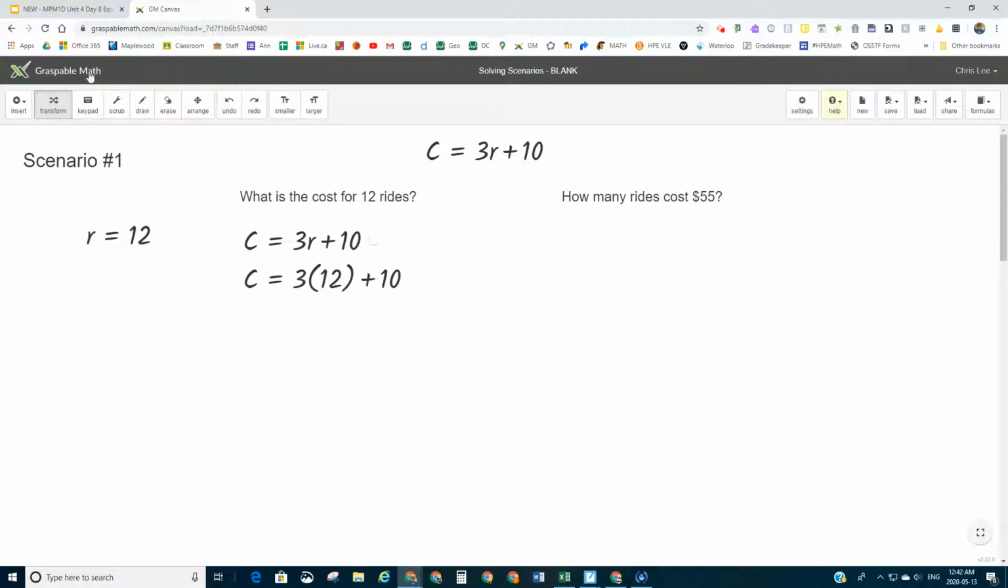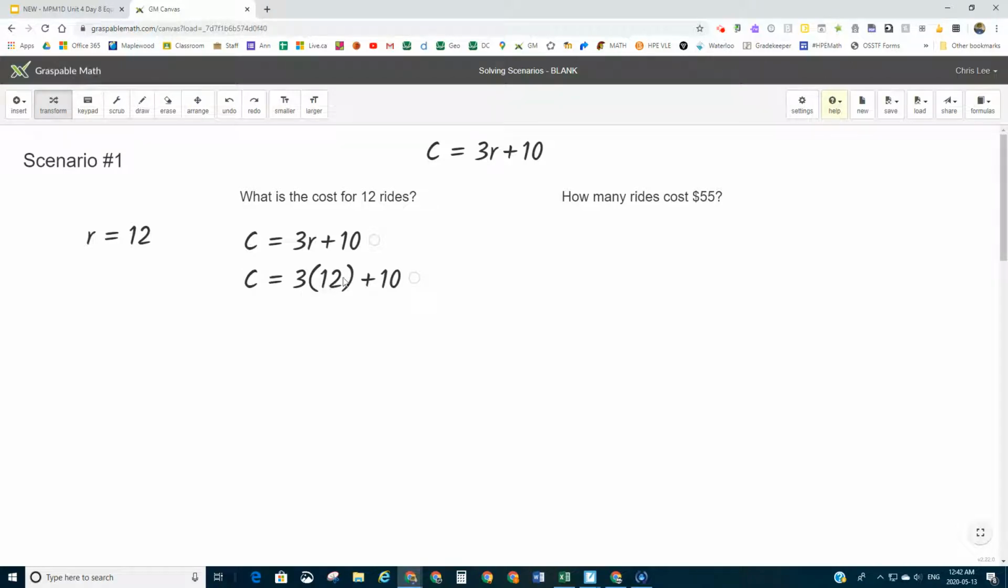That's because Graspable Math understands order of operations. Am I allowed to add 12 plus 10? No, I have to multiply first. So that's great that Graspable Math doesn't allow us to do incorrect operations. I actually have to multiply.